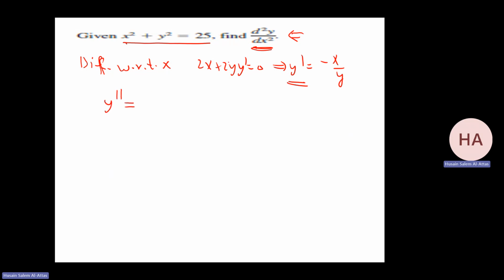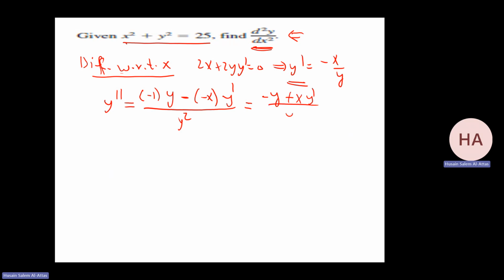I have a quotient. Derivative of the numerator, differentiating with respect to x, which is minus 1 times y minus, this is minus x, what is the derivative of y? y prime, over y squared. Now let me do it with minus y, this is minus x over y. I cancel 2 with 2. So this is minus y plus x y prime over y squared.